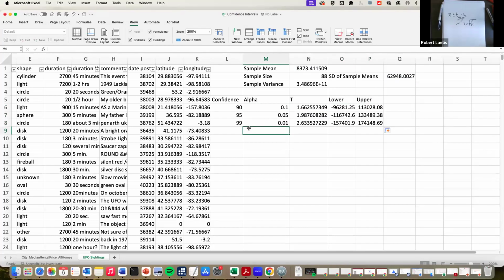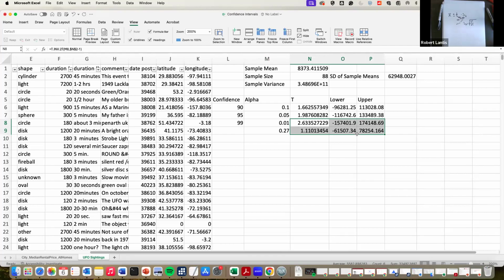I could do this for different levels. Let's say I wanted some wacky ones, like I wanted my alpha to be 0.27. If I have it set up this way, you just copy that down and it gives me that confidence interval as well.